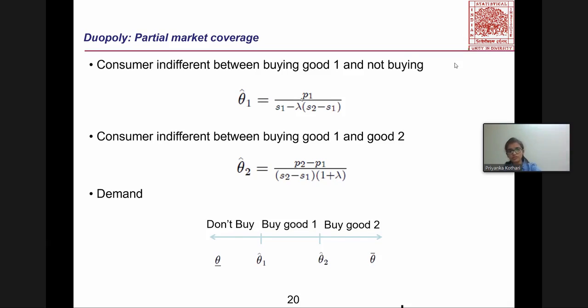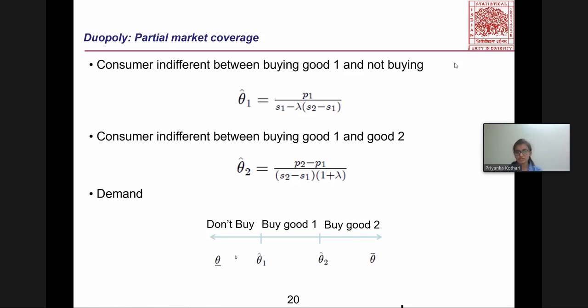The first one is given by theta 1 hat, which is the consumer who is indifferent between buying good 1 and not buying any good. The second consumer is given by theta 2 hat. This consumer is indifferent between buying good 1 and buying good 2. So the last diagram clearly specifies the demand for firm 1 and the demand for firm 2, and the section of consumers who do not buy any product at all.